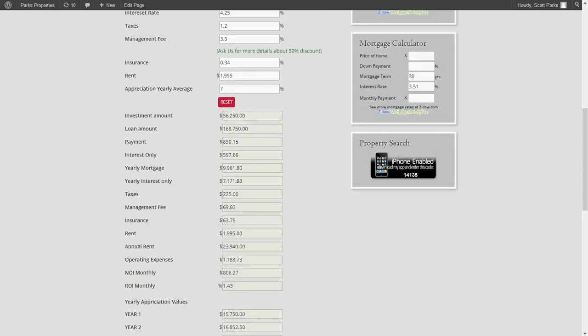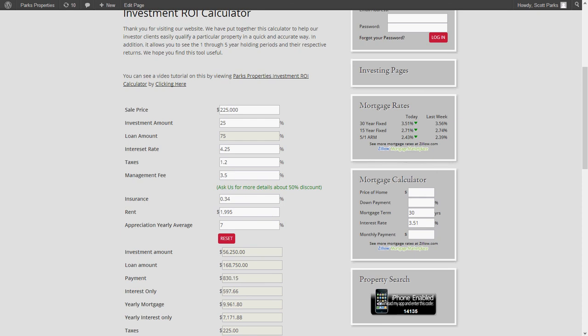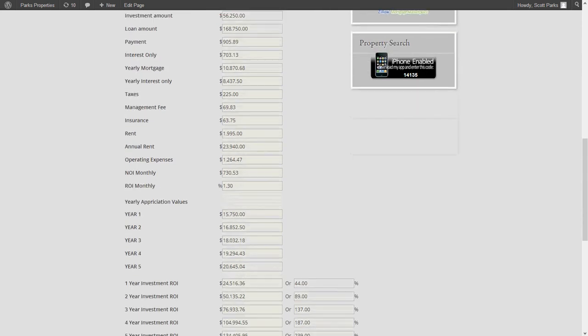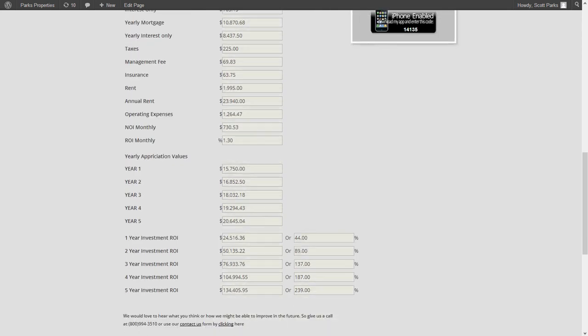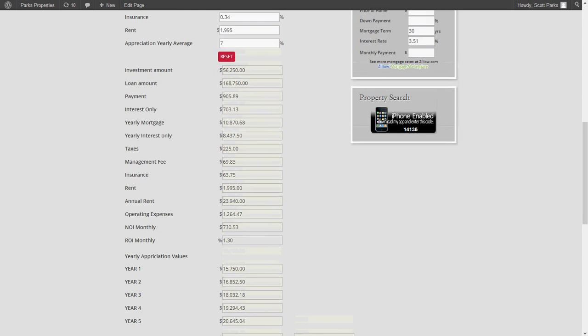Now let's say you find out that you aren't going to be able to qualify for the 4 1/4. So let's go ahead and change this to 5%. As you see, it automatically changed the figures for you dynamically. So now you can come back down here and see it only changed the yearly figure about 1%, and it didn't really affect the 1 year return on investment. So that's really good to know.